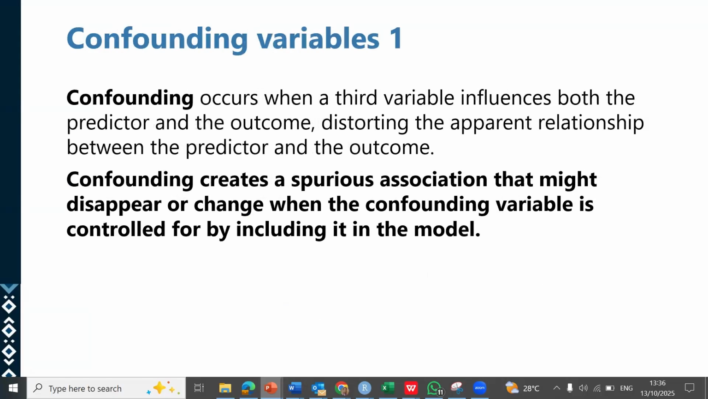Now, there are some concepts that we also need to look at when we're talking about logistic regression. One of them is confounding. Confounding occurs when a third variable influences both the predictor and the outcome, distorting the apparent relationship between the predictor and the outcome. Confounding creates a spurious association that might disappear or change when the confounding variable is controlled for by including it in the model.